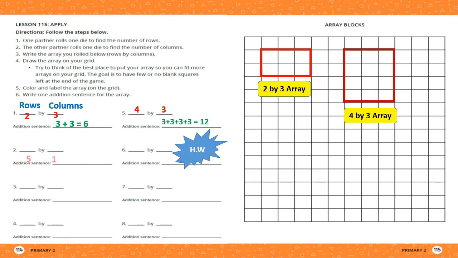The next one, 5 by 1 array. 5 by 1, it means I have array with 5 rows and 1 column. Like this one. 1, 2, 3, 4, 5. So it has 5 rows and only 1 column. The repeated addition sentence is so simple. Each row has only 1 square. So we will write 1 plus 1 plus 1 plus 1 plus 1. 5 ones.